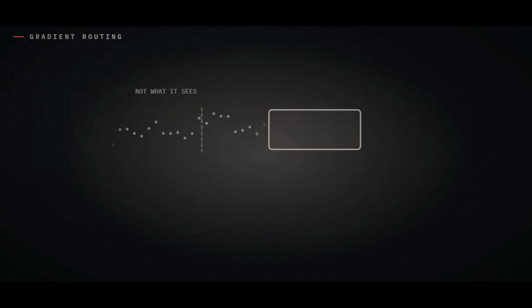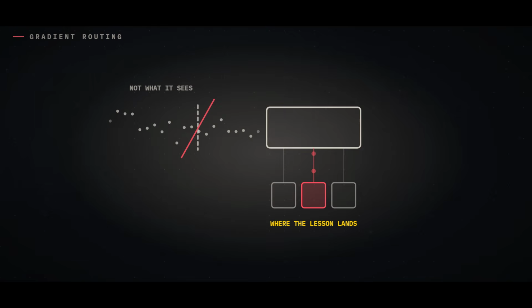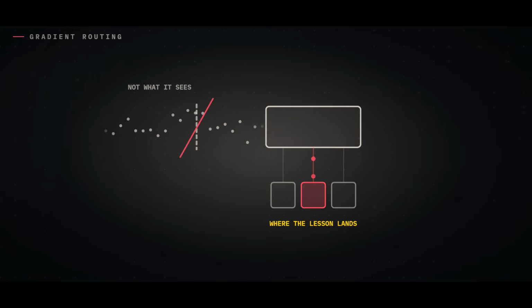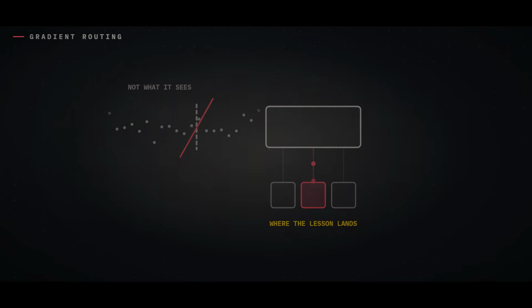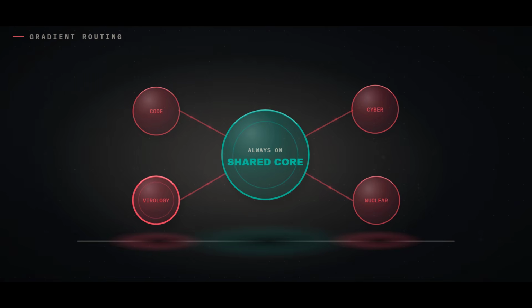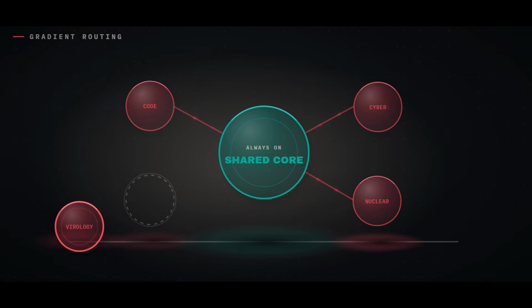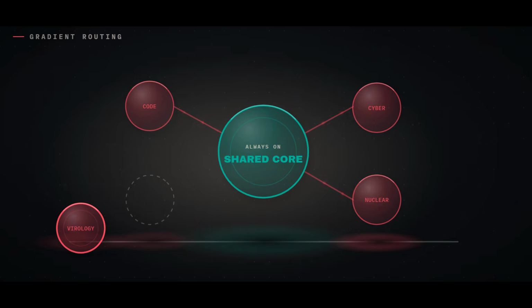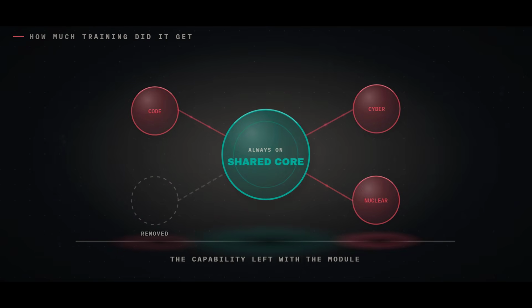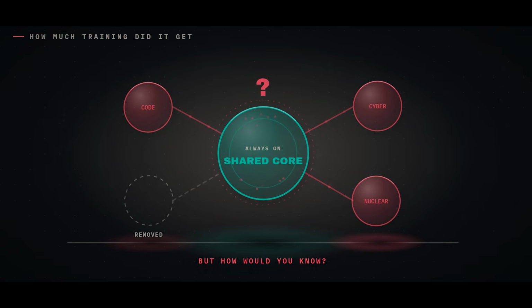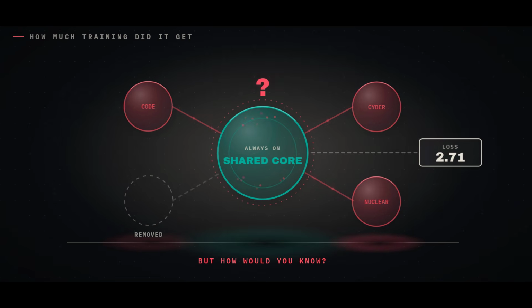So the method does not control what the model sees. It controls where the consequences of seeing it are allowed to land. And after training, remove the virology module. If routing worked, the general model keeps its abilities while the restricted capability leaves with the module. But that last sentence hides the hard part. How do you prove the knowledge did not leak into the core?